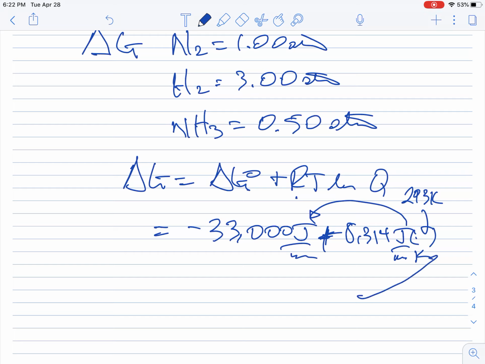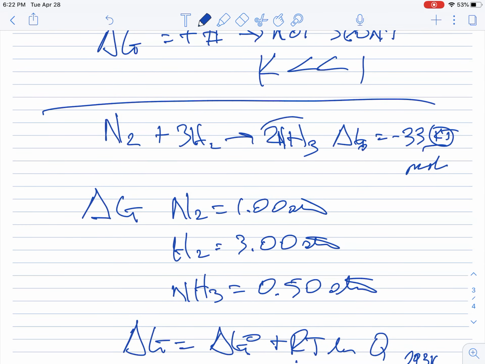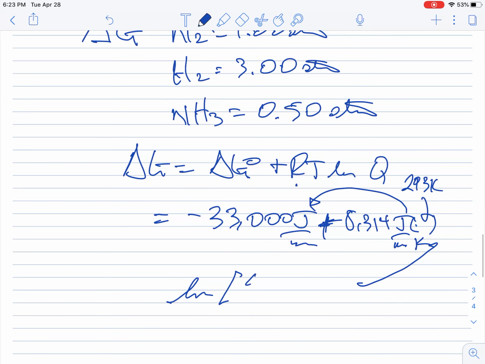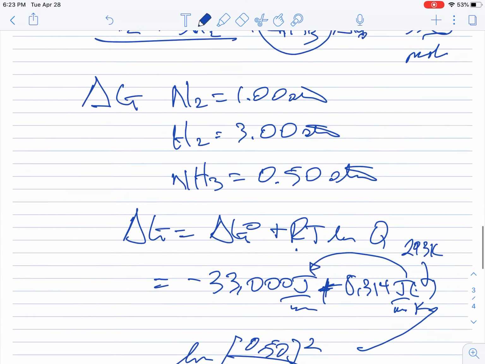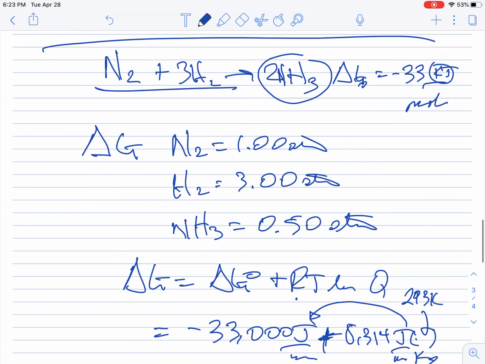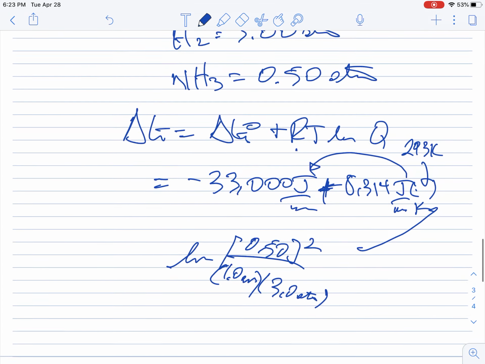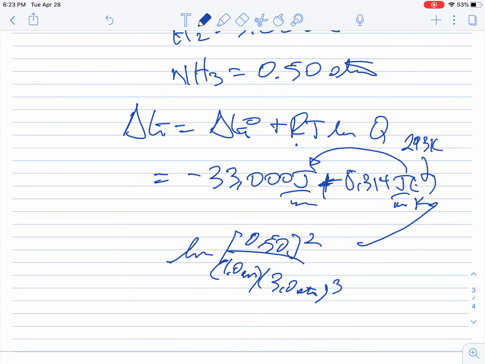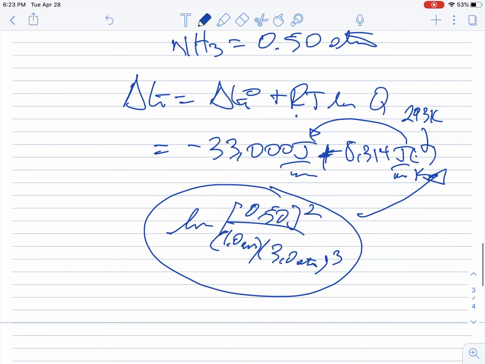Then I'm going to take the natural log of my products, which is my NH3 pressure, 0.50, but that gets squared, and divide that by my N2 and H2. My N2 is 1 atmosphere, and my H2 is 3 atmospheres, but the H2 gets cubed because of that coefficient. I apologize for running out of room, but imagine this whole thing is in here.